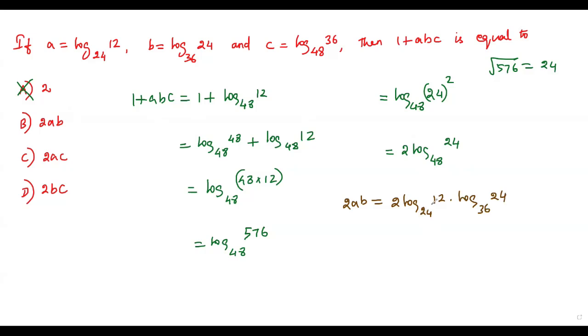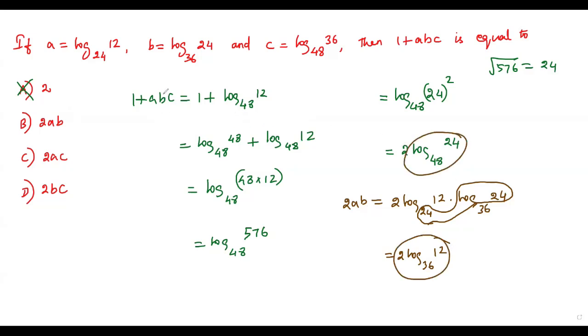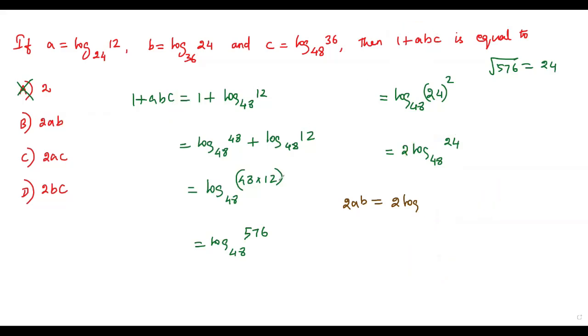Here, the base of the first logarithm and the argument of the second logarithm are equal. Now we can mark the part as we did earlier. So now we can remove this part. Then I'm getting 2 times log base 36 of 12. When I evaluate this expression 2ab, this is the result I'm getting. But this result is not equal to the result we already got for 1 positive ABC. So this 2AB cannot be equal to this expression 1 positive ABC. So we can reject answer choice B.